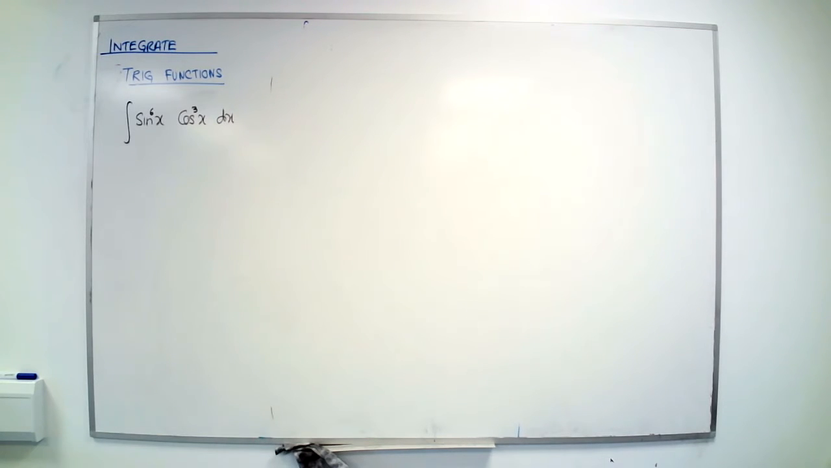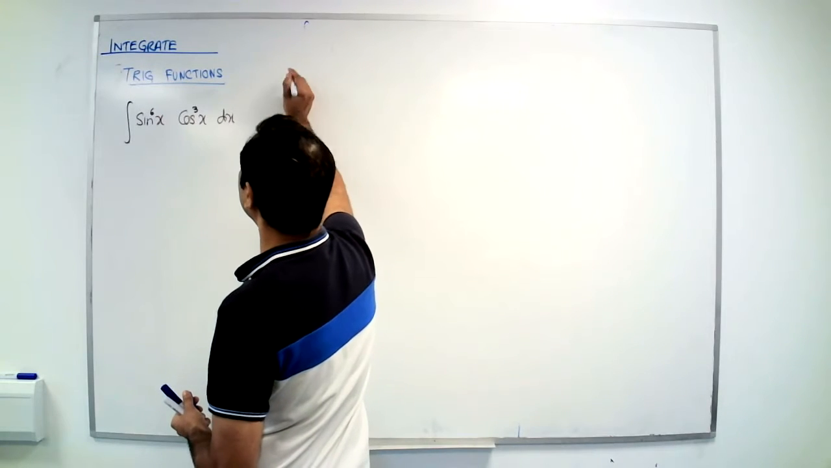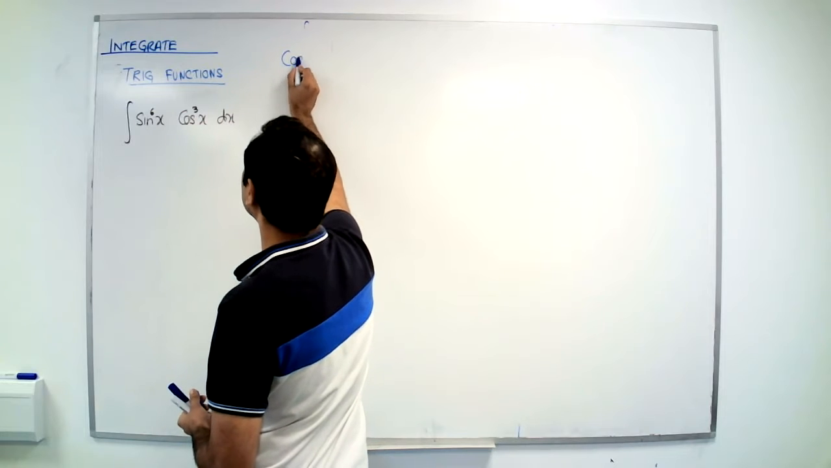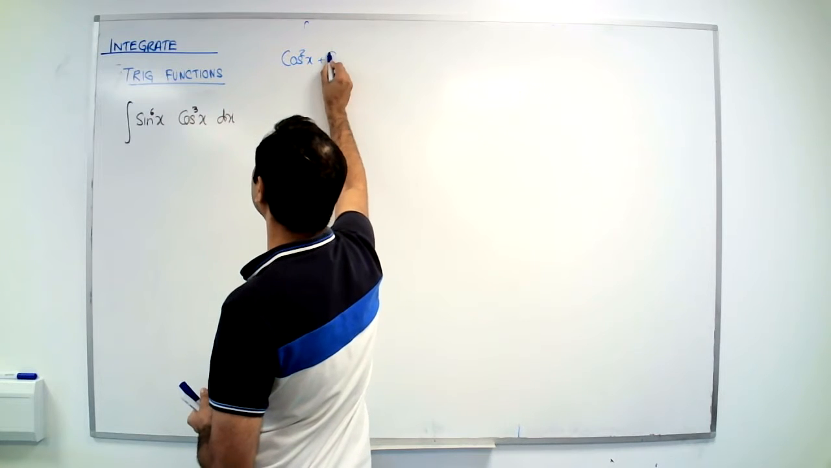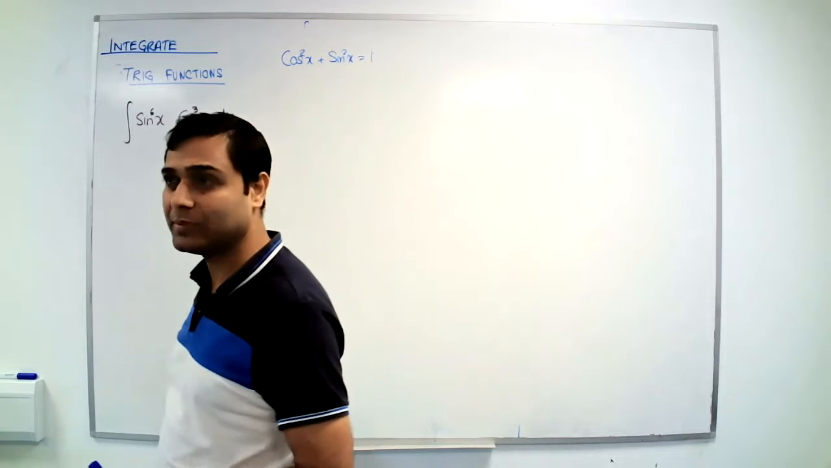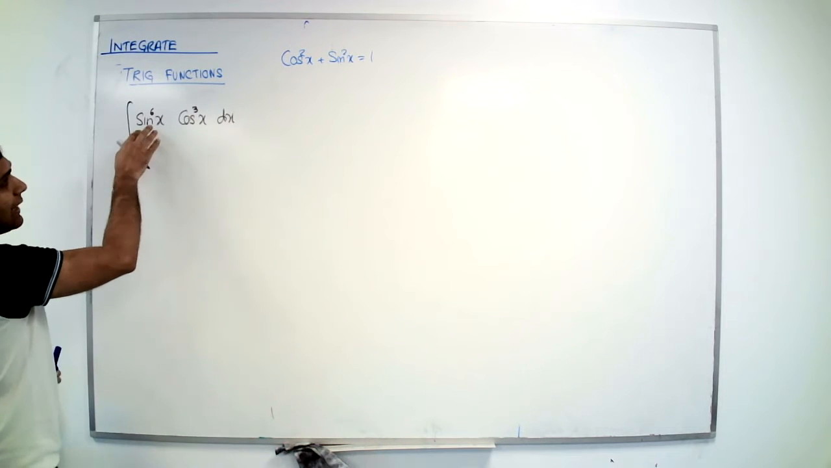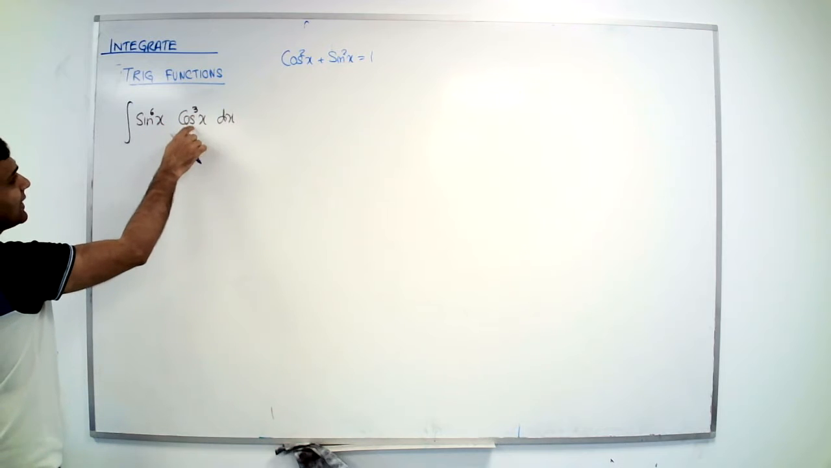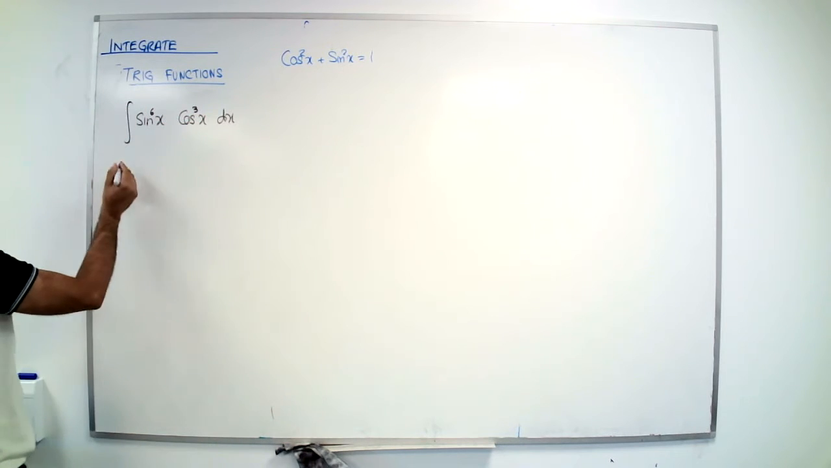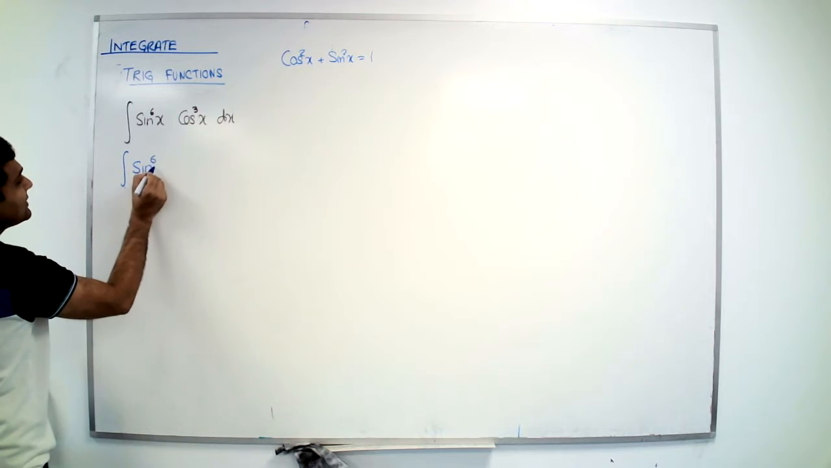To do this question, you need to remember a few things. One of them is this: cos square x plus sine square x is 1. This is a formula. I can't get sine square from here, but I can get cos square because sine square is quite big. So I will rewrite the formula. That becomes sine 6x.